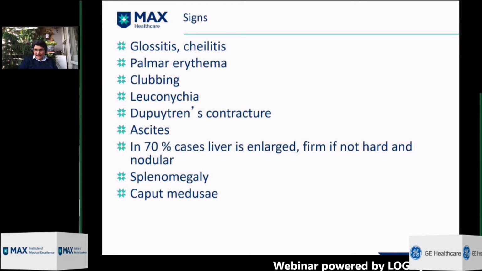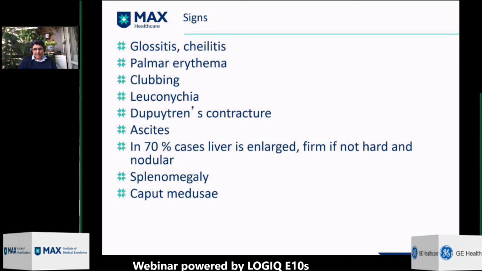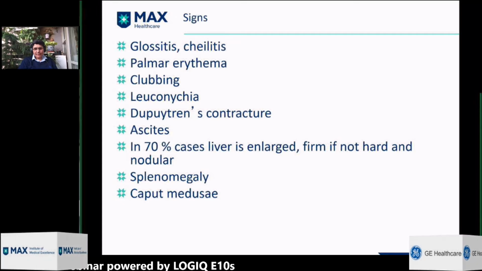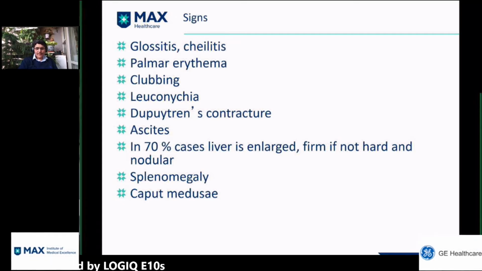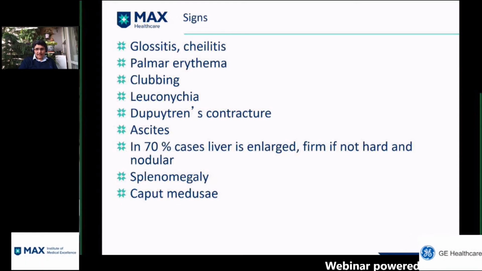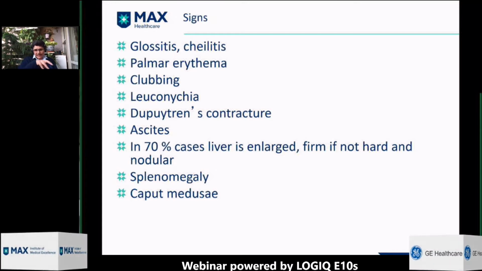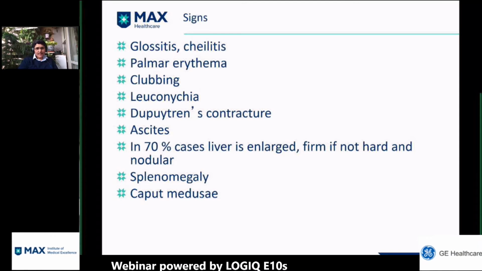And when we palpate, in a lot of patients we find a firm liver mostly, sometimes a hard liver, but a hard liver gets an antenna up, and we want to rule out HCC in those patients. Splenomegaly is a very, very common finding. And in a lot of patients with tense ascites, we find caput medusae, veins radiating out of the umbilicus.